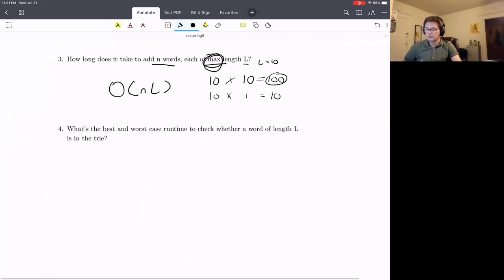Okay, a related question, what is the best case and worst case runtime to check whether a word of length L is in a trie? Okay, well, what's the best case? So the best case is going to be just constant time. What is that case going to be? Well, it's actually just the case that the first letter of the word is not in the trie, right?